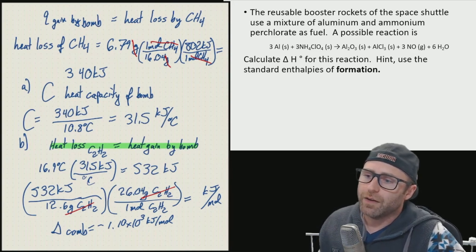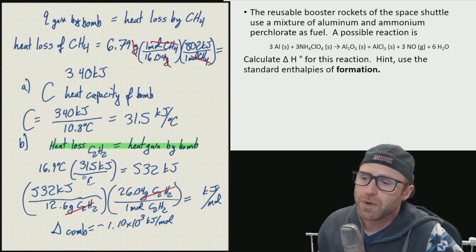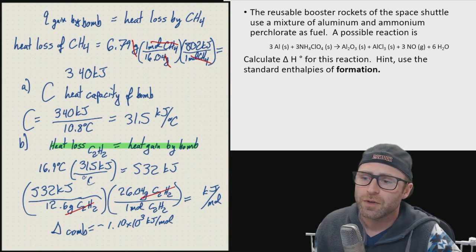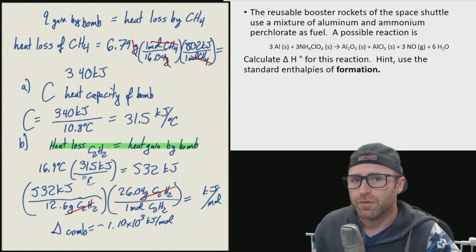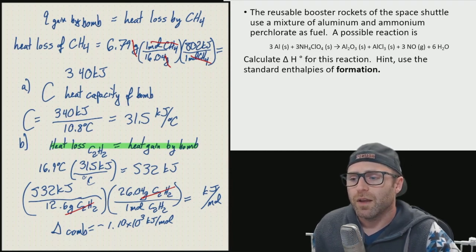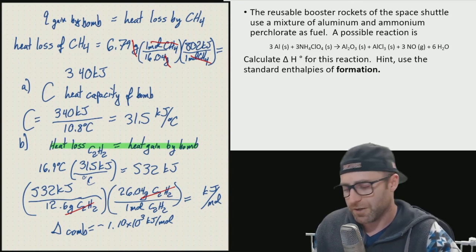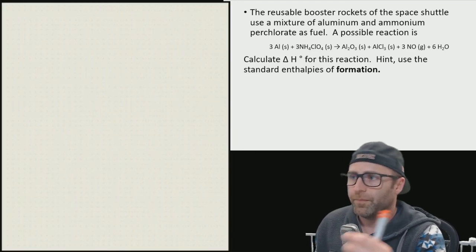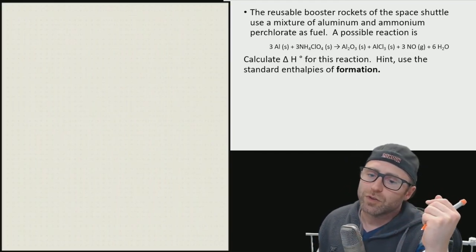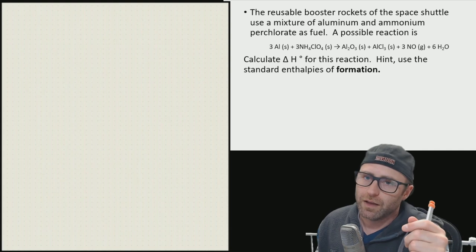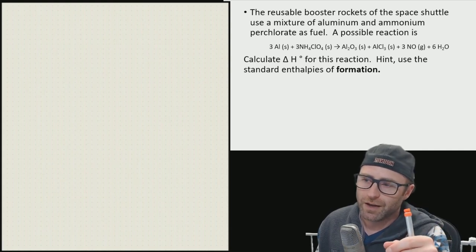So we've got the reusable booster rocket of a space shuttle. It's a mixture of aluminum and ammonium perchlorate as fuel. A possible reaction for this is given above. Calculate delta H naught for this reaction. Hint, use the standard enthalpies of formation. All right. So this is kind of like the problems that we did in the very last lecture for thermochemistry.